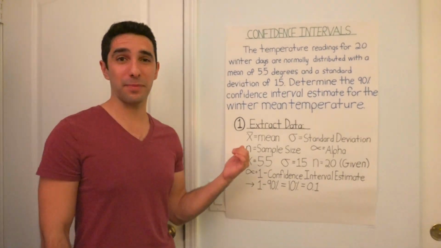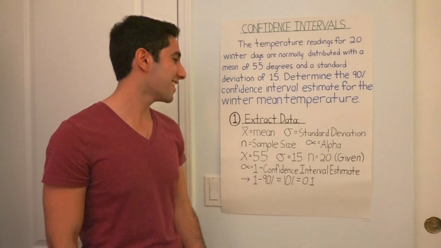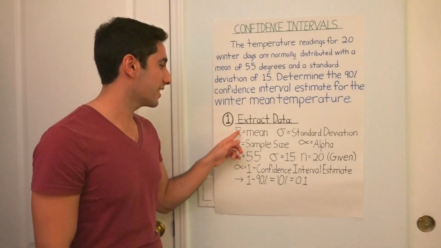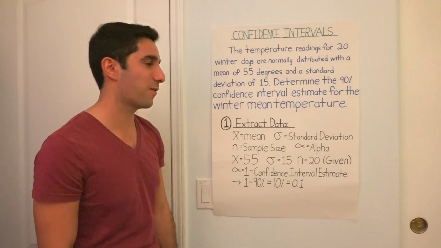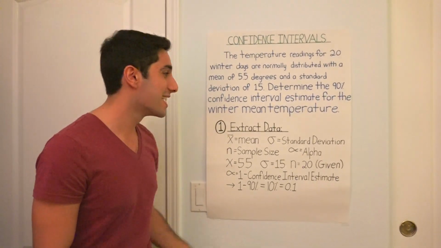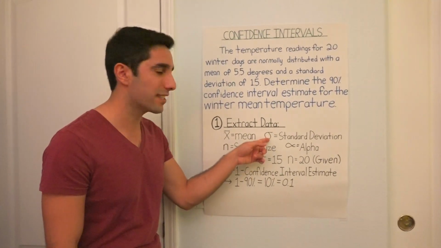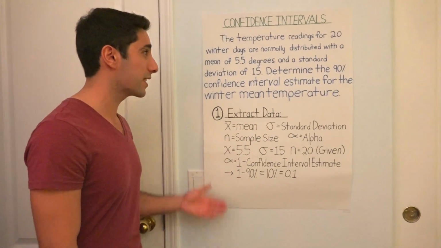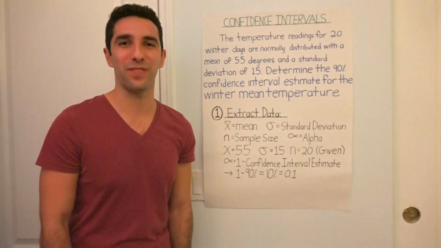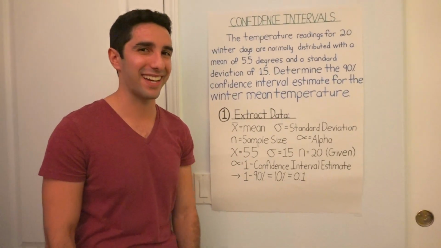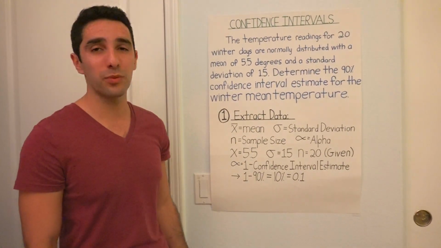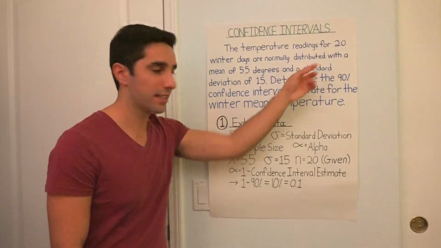So, the first step is to extract data. This sign equals the mean, and the mean is already given up here, which is 5.5. Standard deviation is this sign right here, and it's already given, which is 1.5. Now, n equals the sample size, and the sample size is already given, 20.